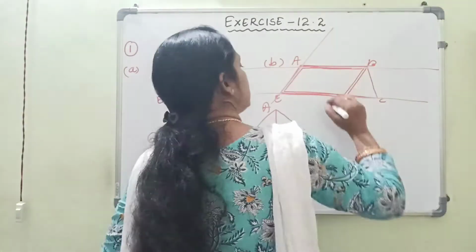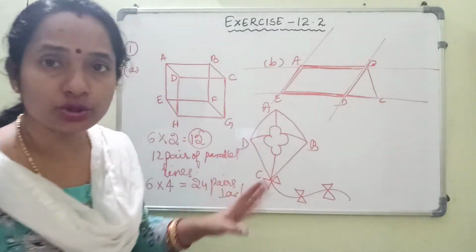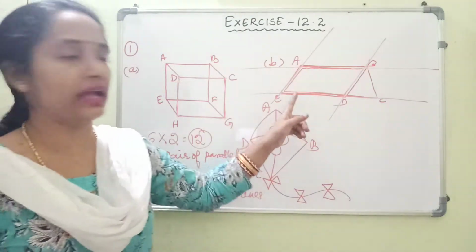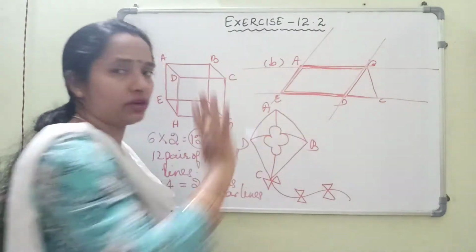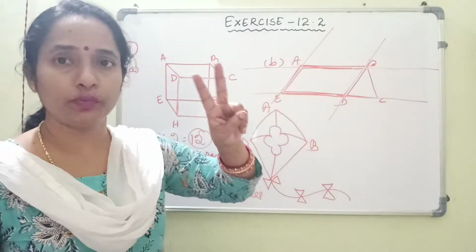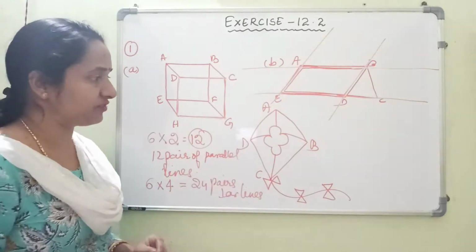Again, if you consider this line and this line, that is AE and BD, they are also parallel lines. So we have here one pair of parallel lines, here another pair of parallel lines. So overall we have here 2 pairs of parallel lines, isn't it? Now you come to this figure.